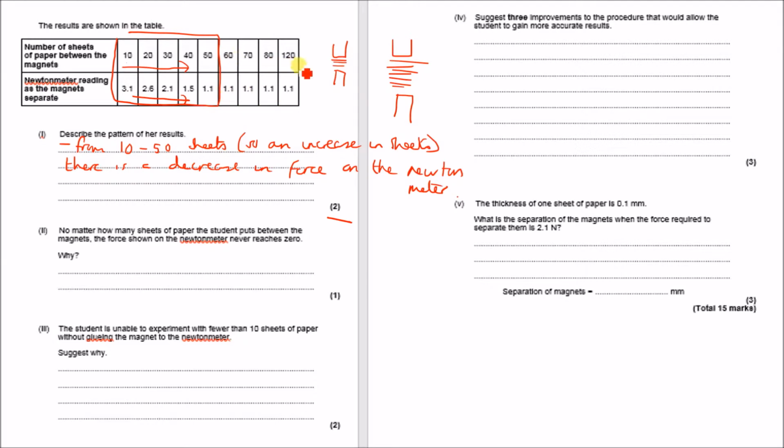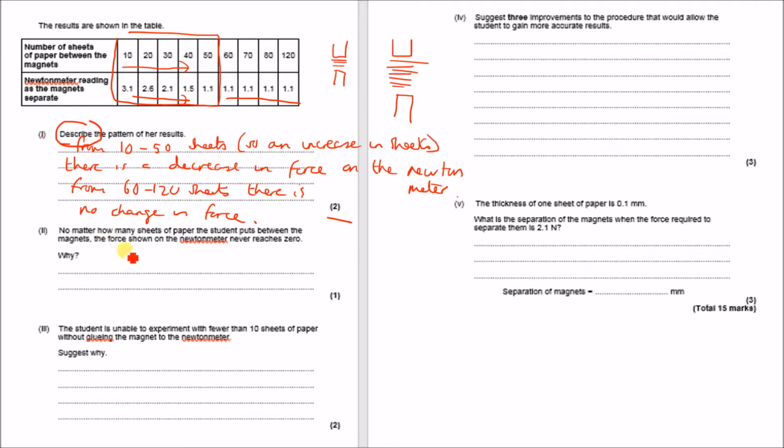The next one is from 60 to 120. You can see these numbers are all the same. So from 60 to 120 sheets, there is no change in force. Now it said describe. I have not explained anything. I've not talked about magnetic strength. All I've done is describe the pattern shown by the table. So when you're asked to describe the pattern, just say what you see in the table. Don't try and explain why that happens.